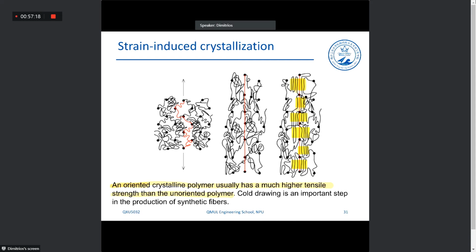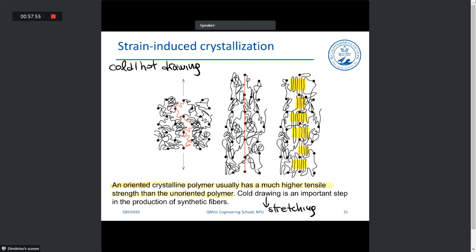Now, cold drawing is essentially stretching, and you have both cold or hot drawing, that is either in the presence of temperature or not. You can have it in a solid material where you pull it a bit and then you arrange the chains, or if you soften it a bit by increasing the temperature and then stretch it a bit, then you make the chains align along the direction of stretch.